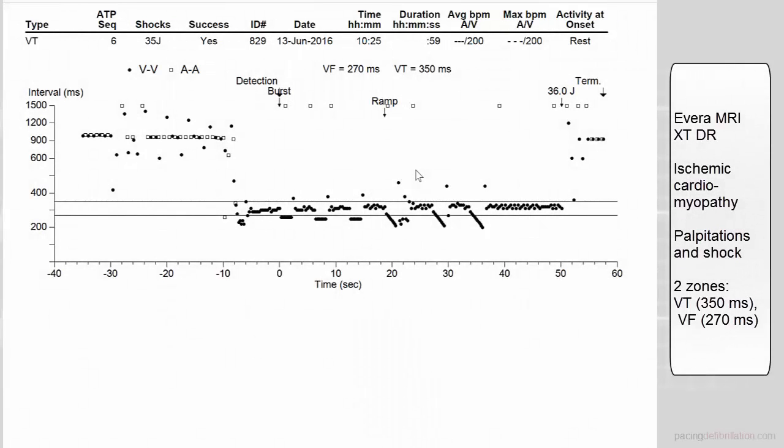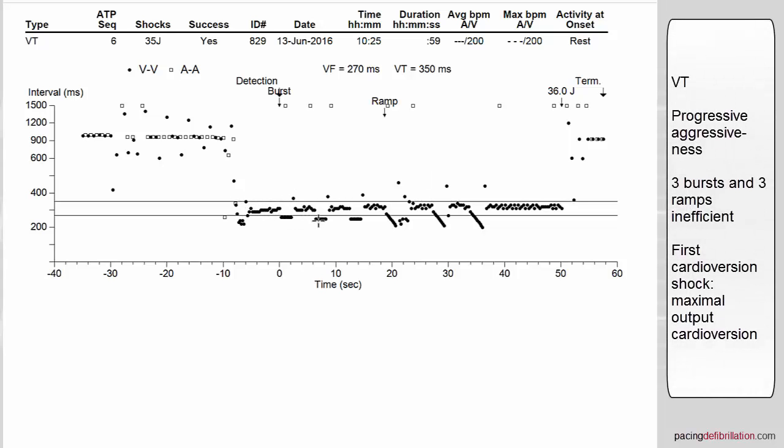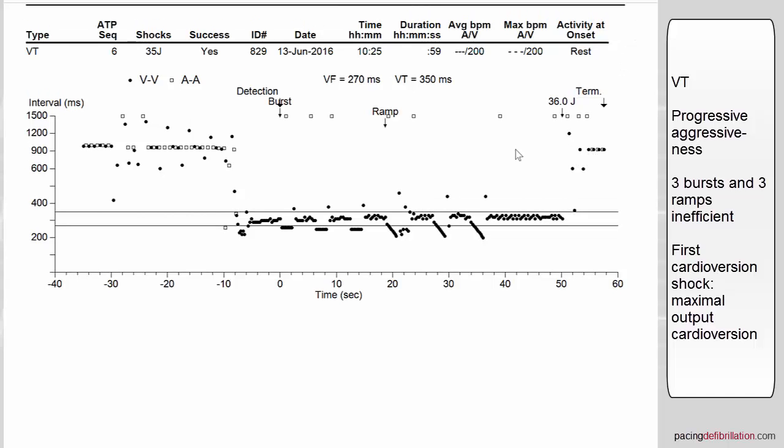This is now the case of a patient with ischemic cardiomyopathy implanted with a dual-chamber ICD and hospitalized for syncope and shock. You can see that this is a ventricular tachycardia, and then a first burst is delivered, second, third, then a ramp, a second and a third ramp. They are all inefficient, and the next therapy is a maximal output, a shock in the VT zone, and you can see that there is a return to the sinus rhythm.